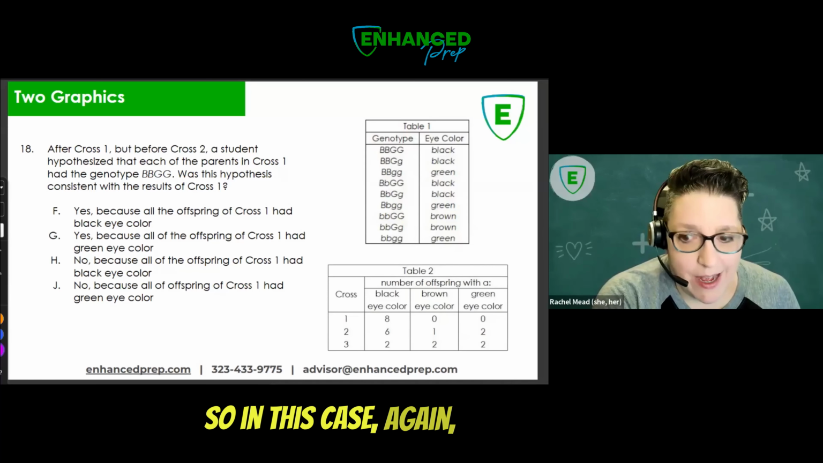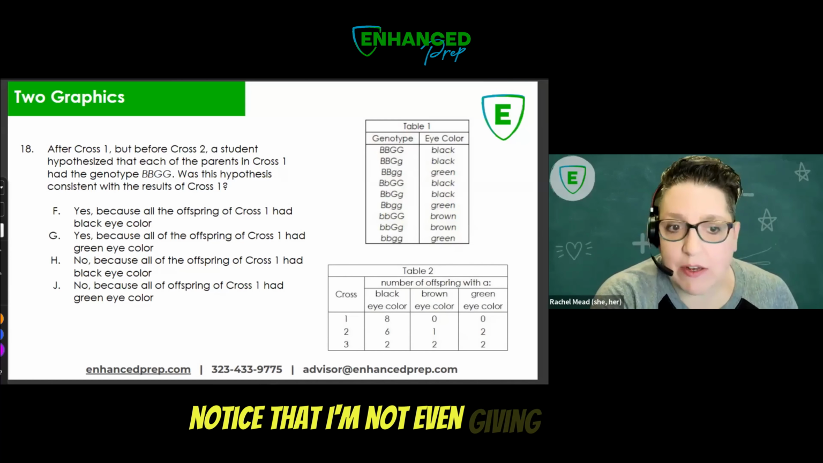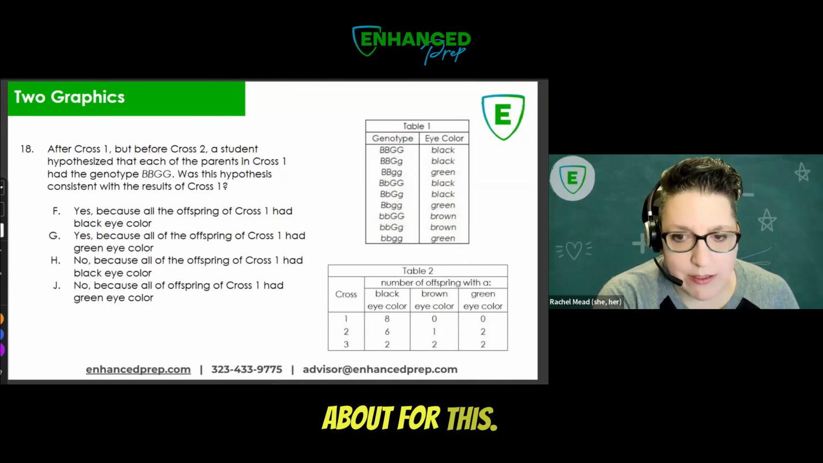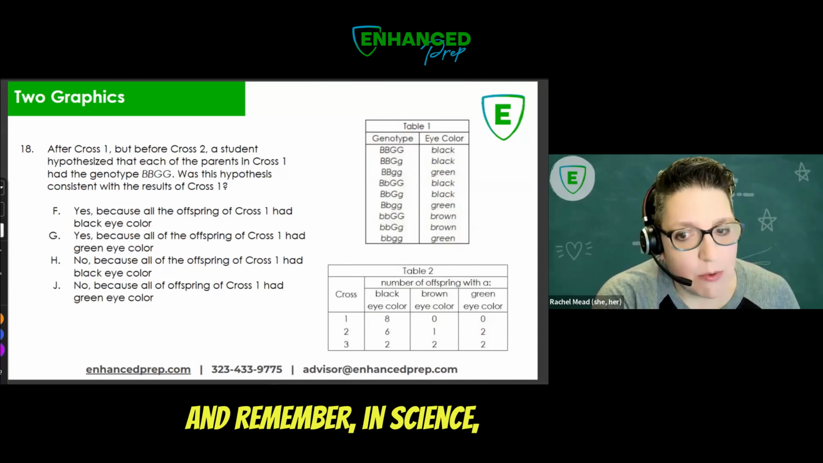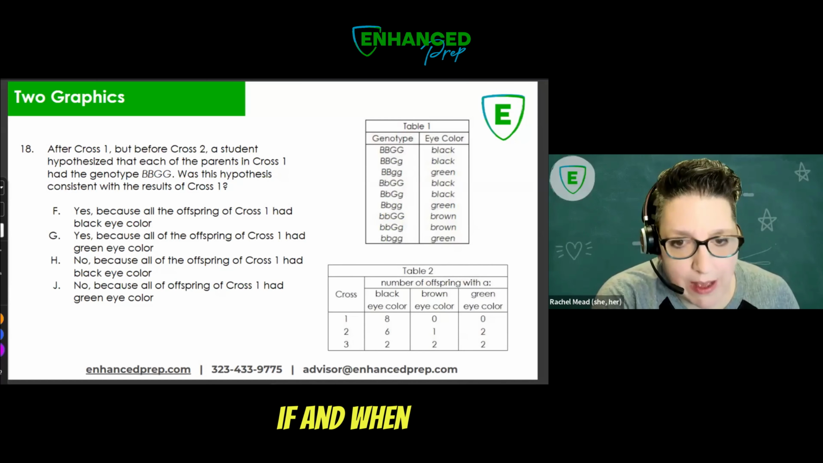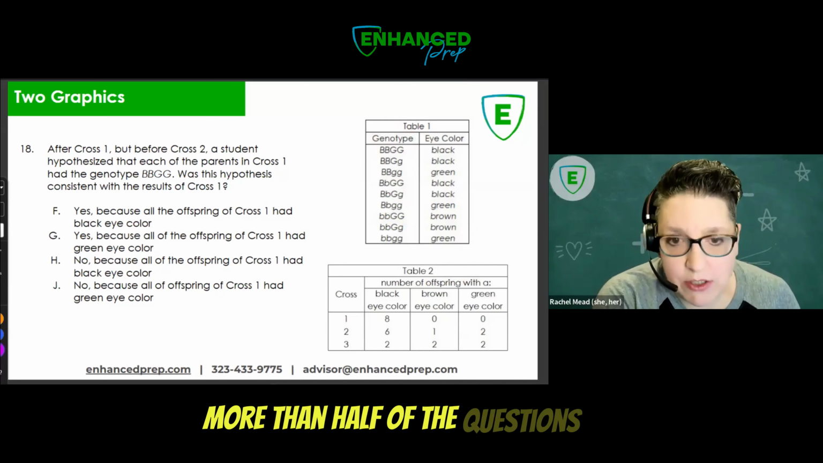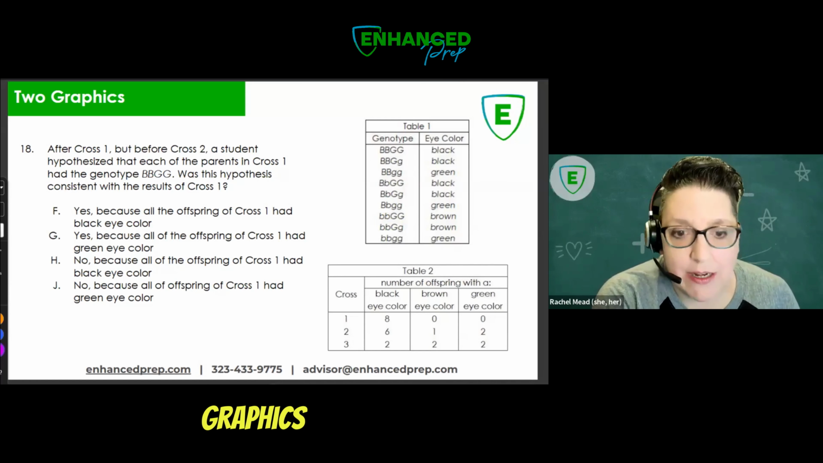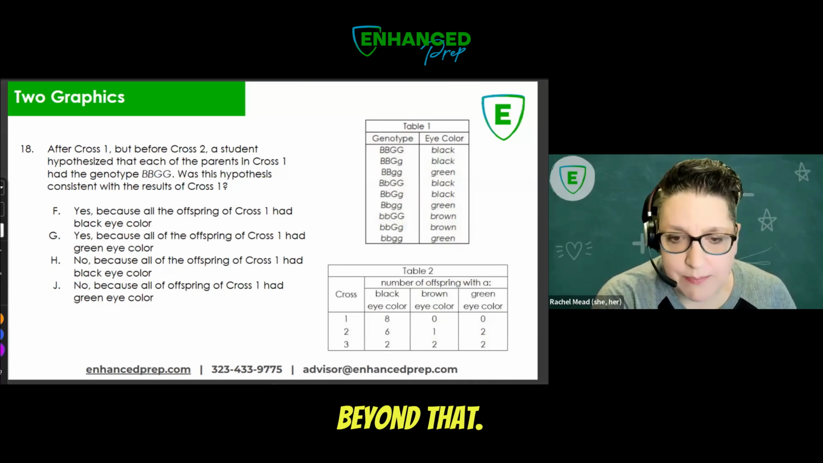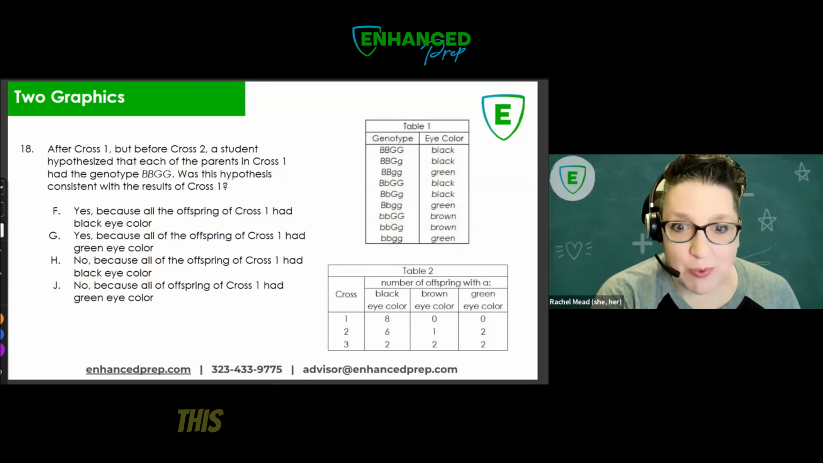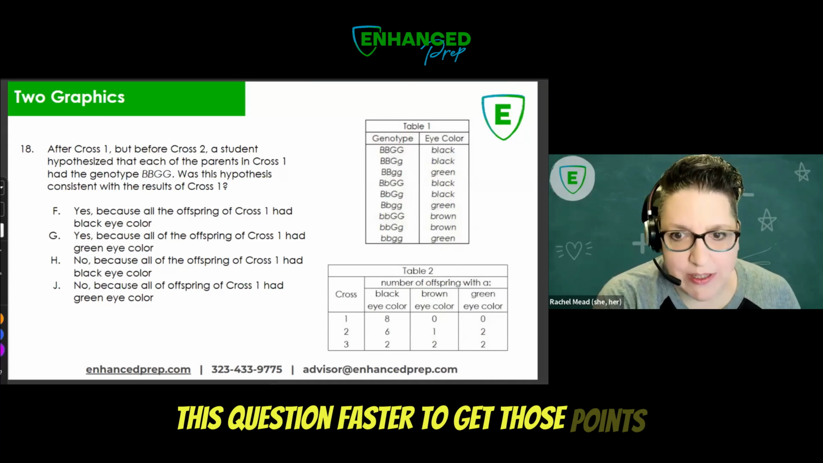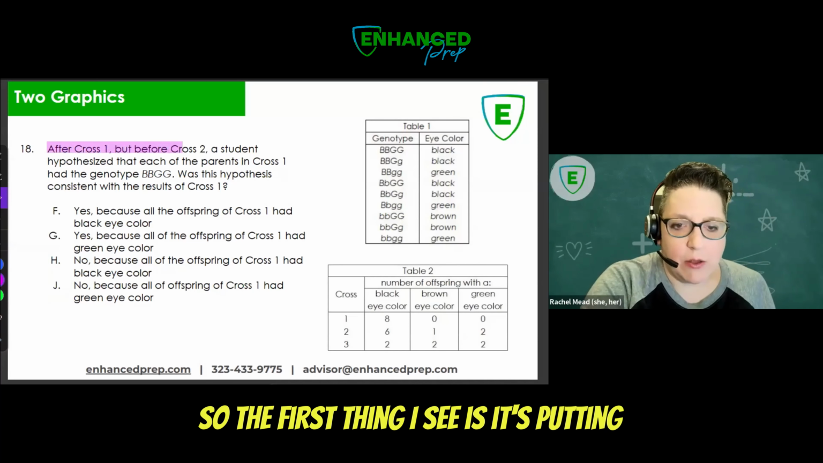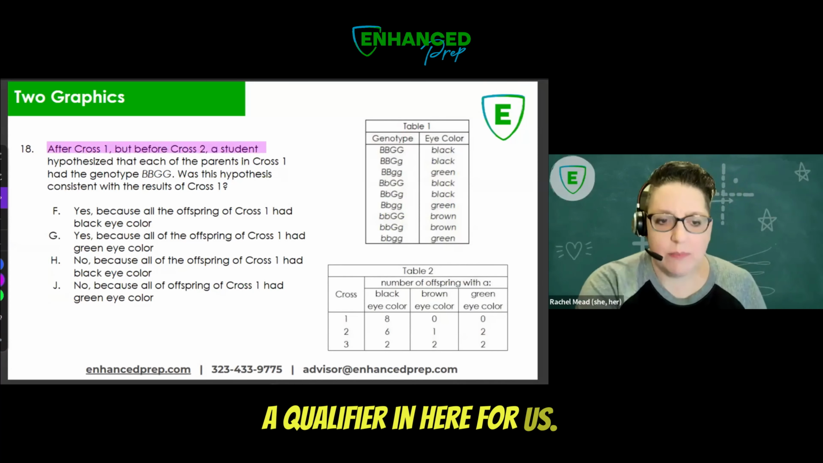So in this case, again, I want you to notice that I'm not even giving you the full passage. I'm giving you the tables that it talks about for this. And remember, in science, we only read if and when we have to. More than half of the questions we encounter in science, we can get through just by analyzing our graphics and not doing any reading beyond that. So let's see what we can do about making this question faster to get those points into your point bucket for you. So the first thing I see is it's putting a qualifier in here for us.